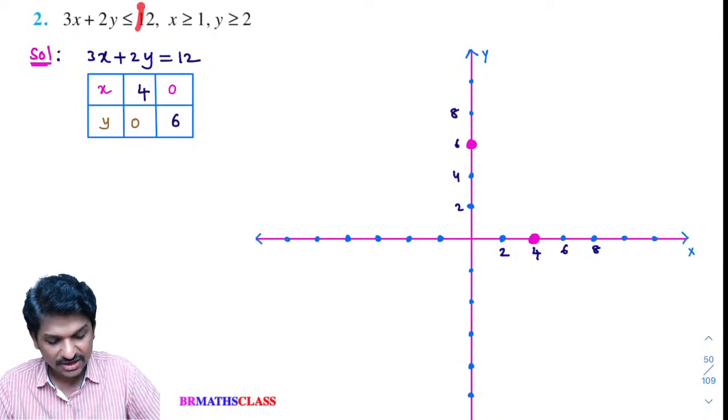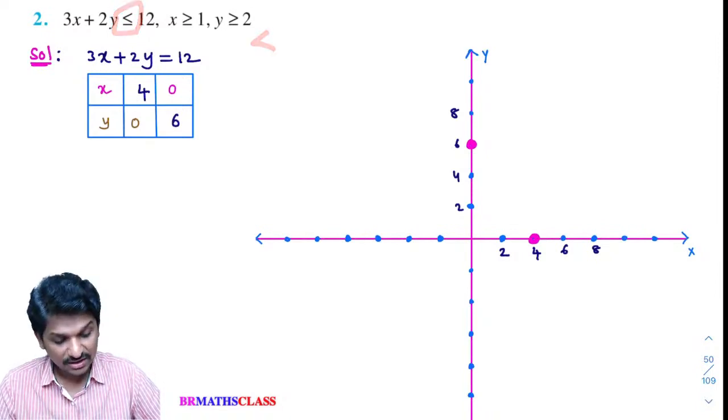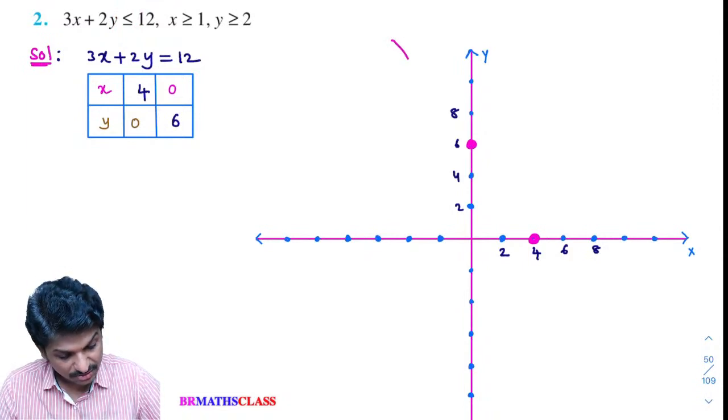And you can observe that less than or equal to is there. Less than or equal to means dotted line or normal line? When less than or equal to is there, we will draw a normal line. If strictly less than is there, then we will draw a dotted line. So I need to draw a normal line passing through these 2 points.